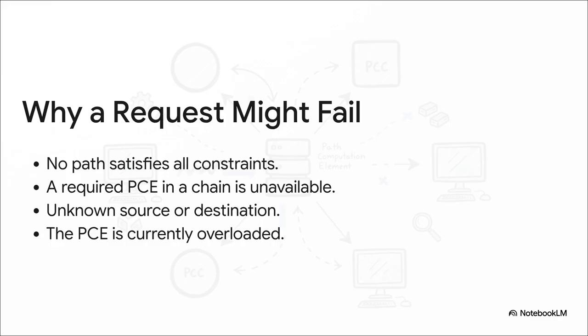The most common one is just that there's no path in the whole network that meets every single constraint. Like maybe the bandwidth request was just way too high. Or maybe the destination doesn't exist. Or it could even be that the PCE itself is just too busy at that exact moment. The protocol has a way to communicate all of this back, so the client isn't left guessing.